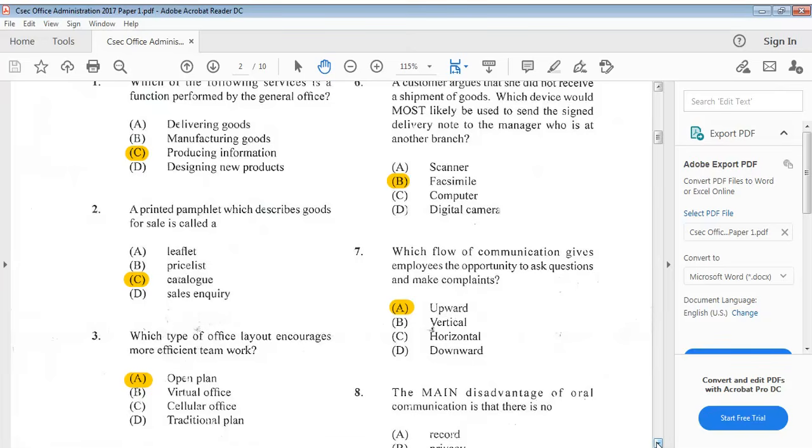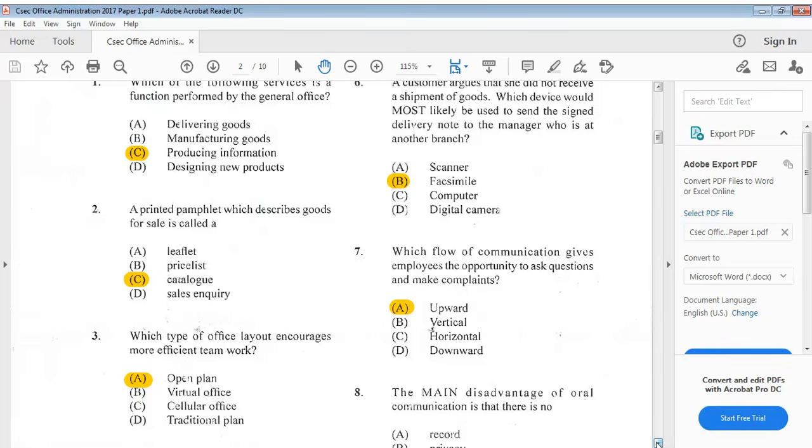A printed pamphlet which describes goods for sale is called A. Leaflet, B. Price list, C. Catalog, or D. Sales inquiry. So our answer would be C. Catalog. Let's move on to number 3.